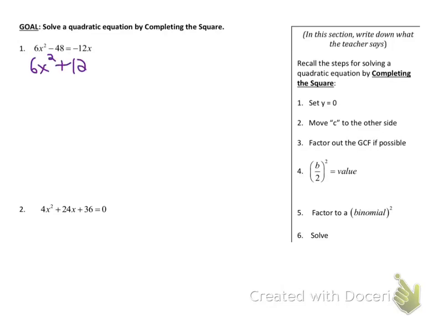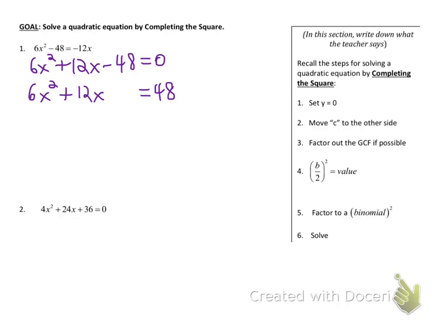So the first thing we're going to do is set y equal to 0, and actually there is no y in this first problem, so what we can do is just move the 12x over to the other side, and we have it already set equal to 0. Part 2 says move the c value to the other side, so I'm going to add 48. And then we are just about ready to complete the square, but the new step for today is step 3, factor out the greatest common factor if possible.